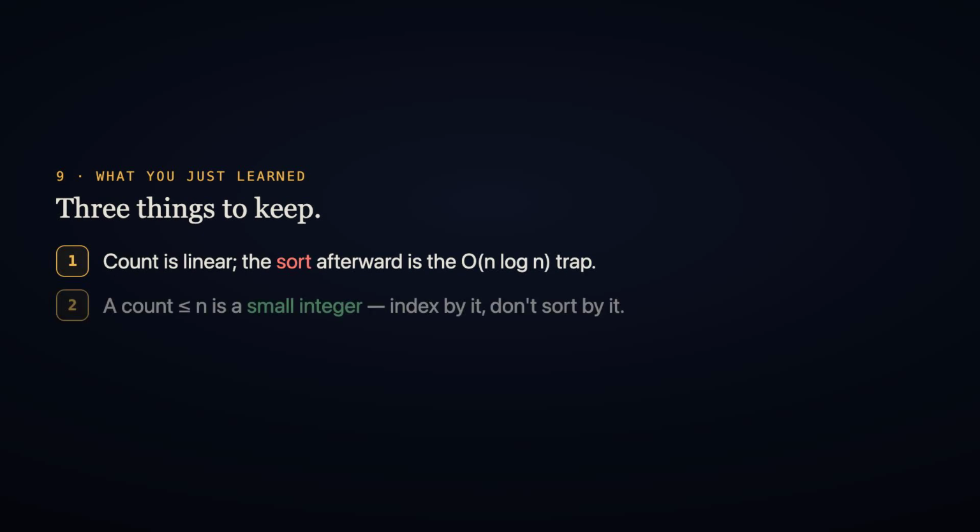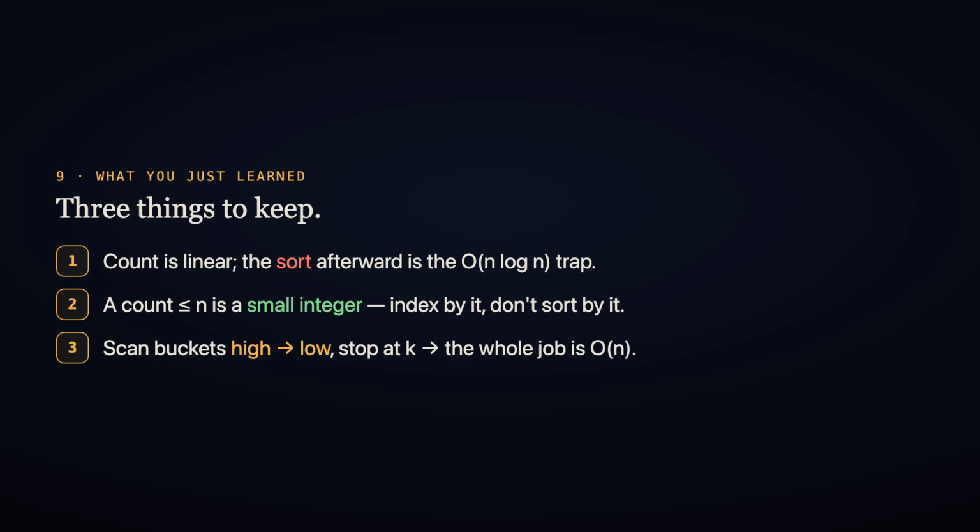Quick recap. 1. Counting is easy and linear. The trap is sorting afterward, which costs n log n. 2. A count is a small integer no bigger than n, so use it as an index instead of sorting by it. Buckets where the index is the frequency. 3. Walk those buckets from the high end and stop at k, and the whole job is linear time. The deeper lesson? A bounded integer key means you can index instead of sort. Understand it, don't memorize it.